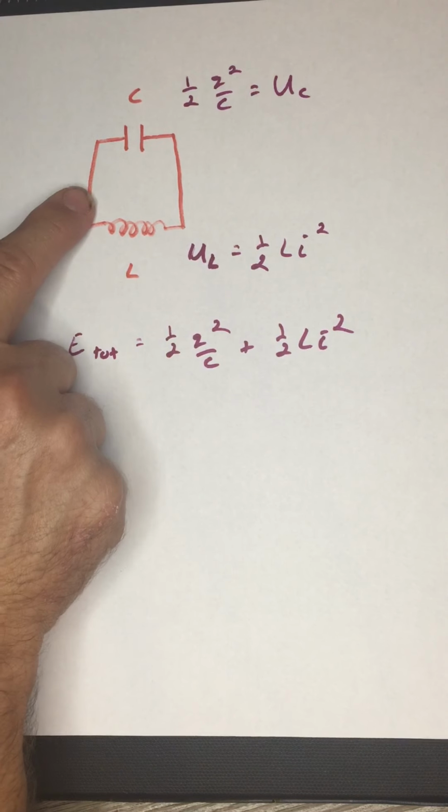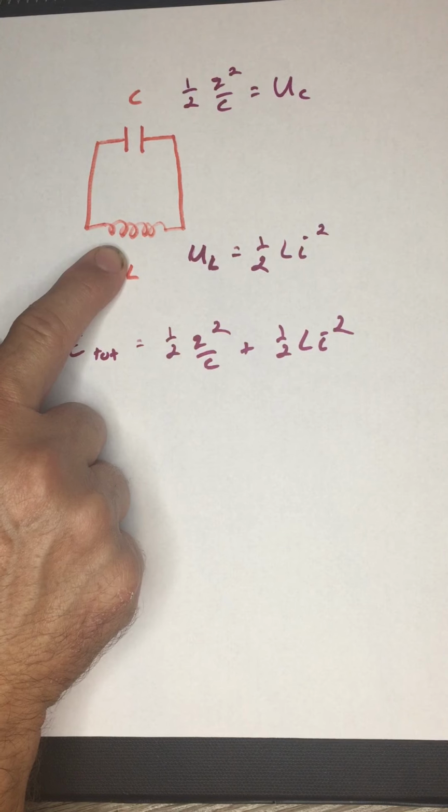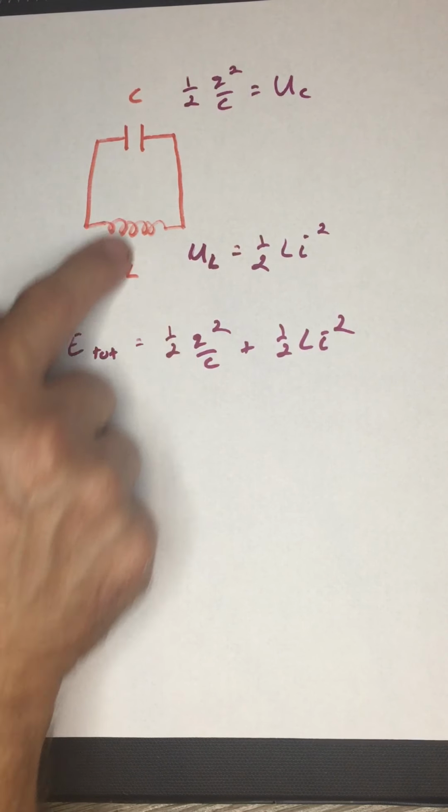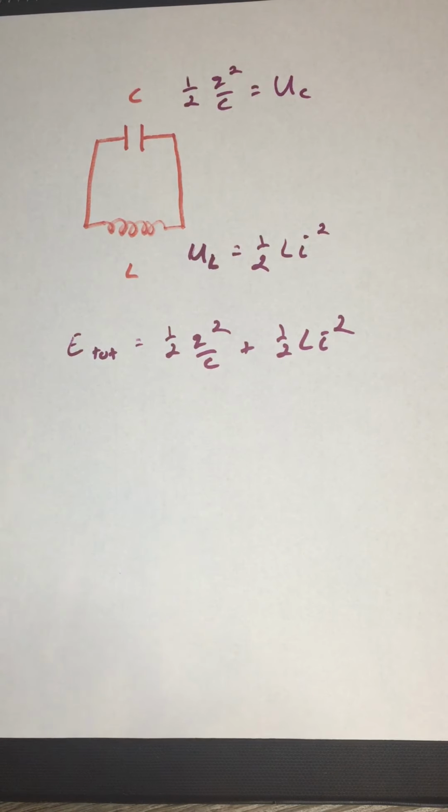Even conceptually, we're oscillating. We're storing energy here, and then it's leaking off into the inductor, and then it's moving back onto the capacitor, and then moving back to the inductor. So there is definitely an oscillation here.